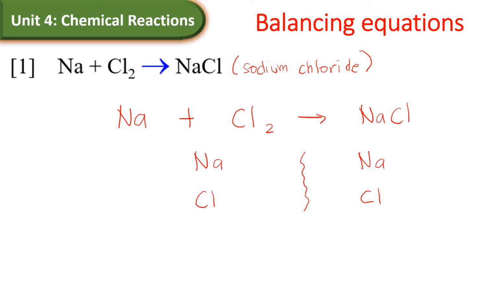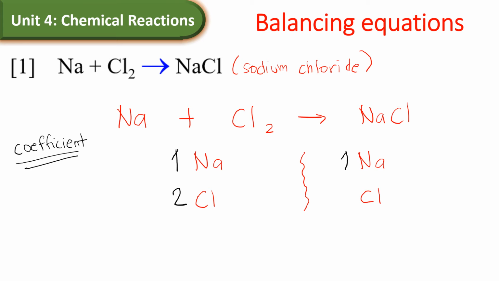So next thing, we have to write the numbers. The coefficient, we call it your coefficient. Coefficient is the number that is in front of your element. So how many sodiums are here? Only one. How many chlorine? There are two. On this product side, how many sodium?